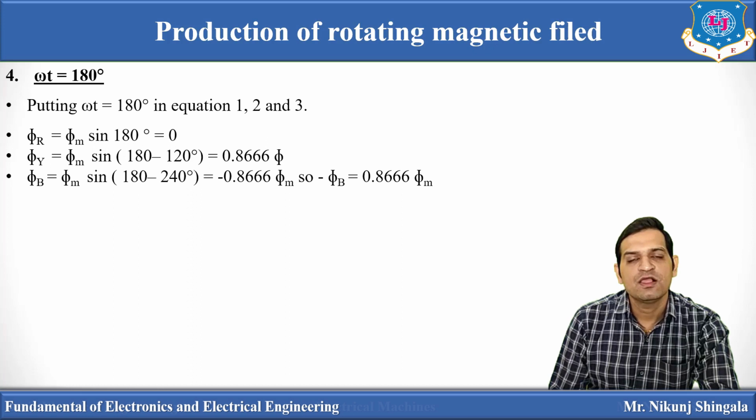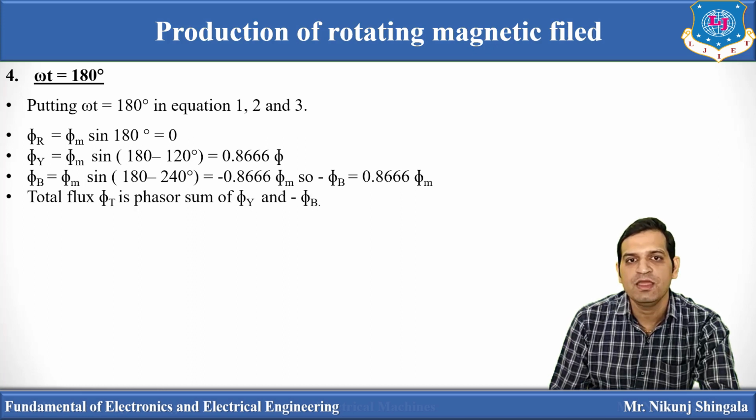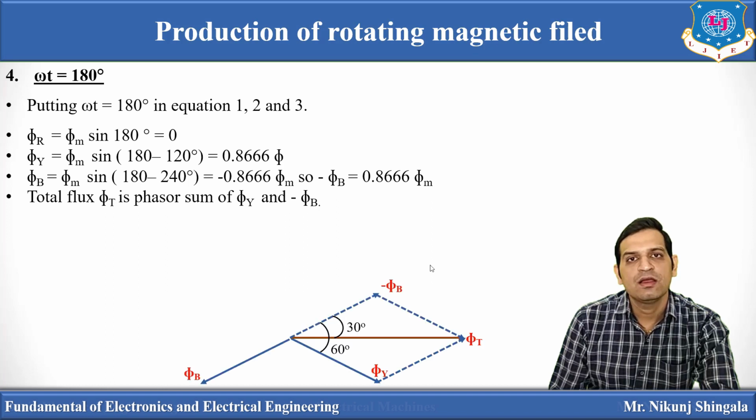So here resultant flux phi t is a phasor sum of phi y and minus phi b. So again having this phasor diagram, using phasor diagram, we can find out the value of the resultant flux. So this is phi b, this is minus phi b, and this is phi y. Phi r is 0 over here. The value of the resultant flux can be found out using parallelogram, which is a diagonal is a phasor sum of phi y and minus phi b, which can be found using this equation.